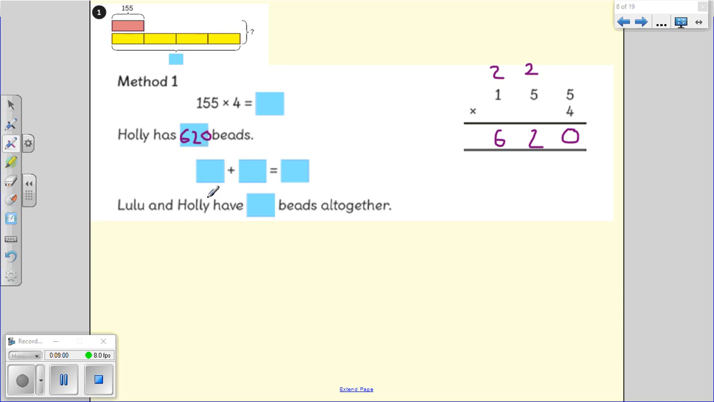So now we need to add those amounts together. So there's 2 steps to this method. So I can add 155 add 620. Okay, so I could use my addition methods to help me work out this problem. And I know if I add those 2 amounts together, I can get 775. Okay, so altogether, Lulu and Holly have 775 beads. So well done if you got that answer.